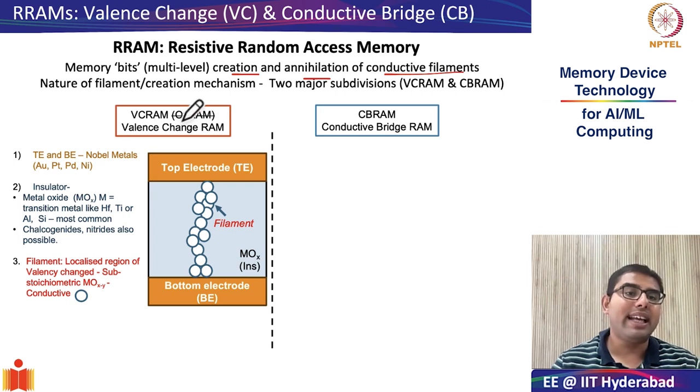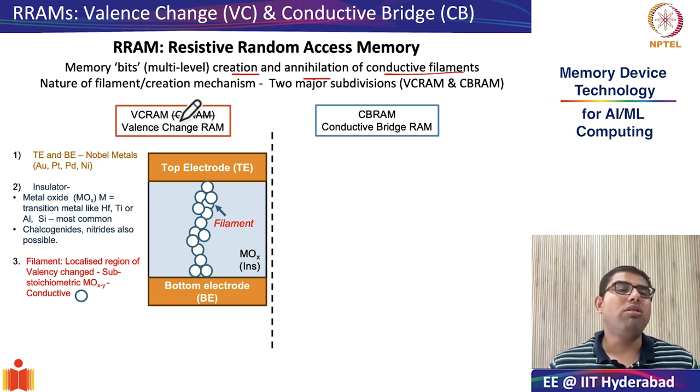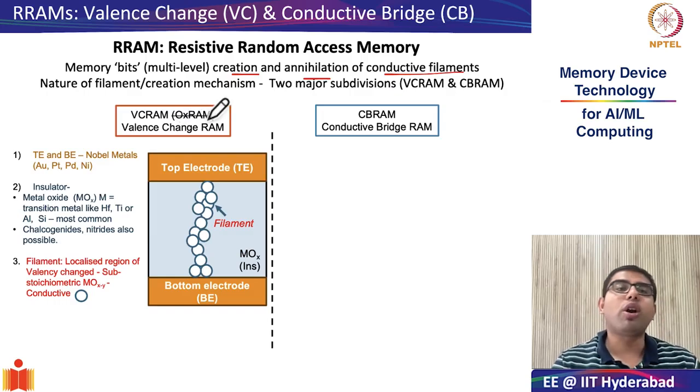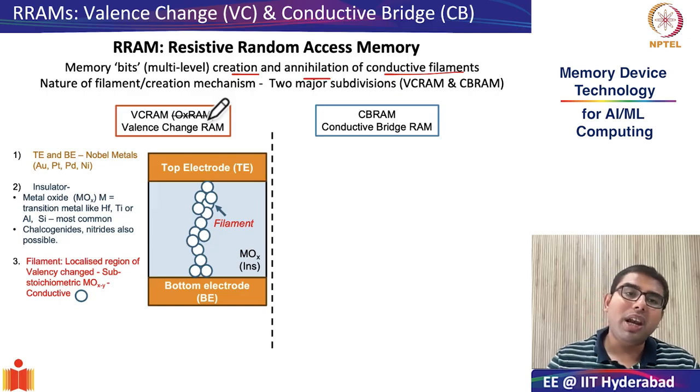Before we begin with VCRAM, it is important to note that for historical reasons, earlier VCRAMs were also called OXRAMs, where OX stands for oxides. This is because the first generation of VCRAMs only had oxide as the insulating or dielectric material, but now it has been shown that this is an obsolete term because similar things can be shown for other compounds which are insulating as well.